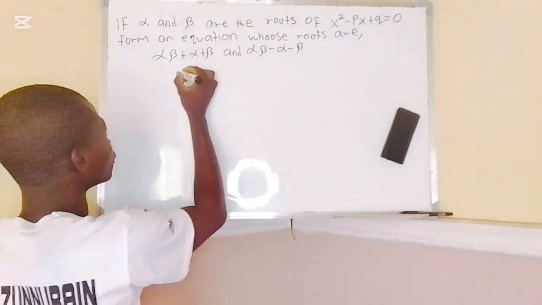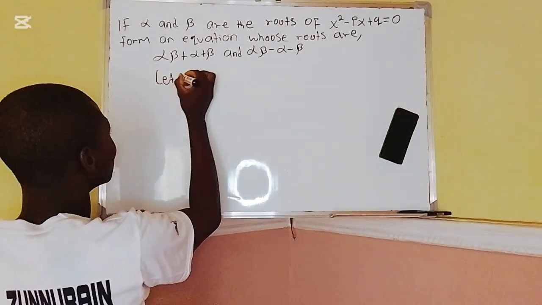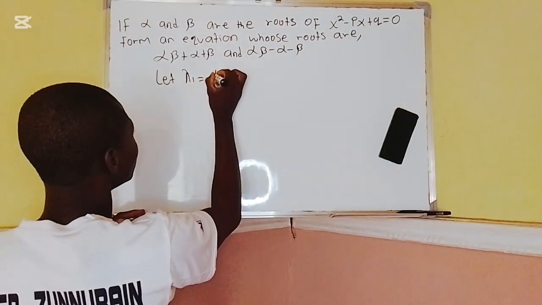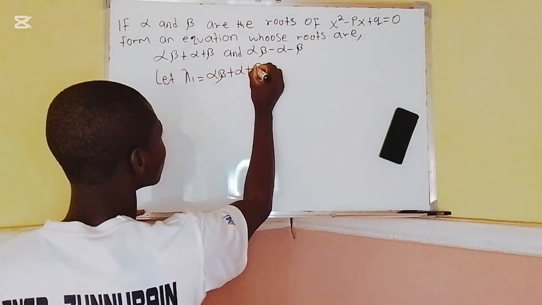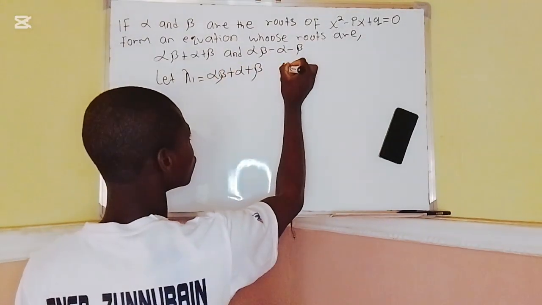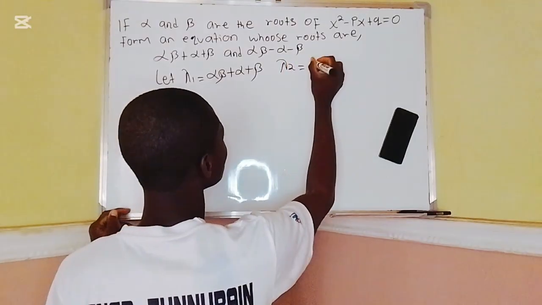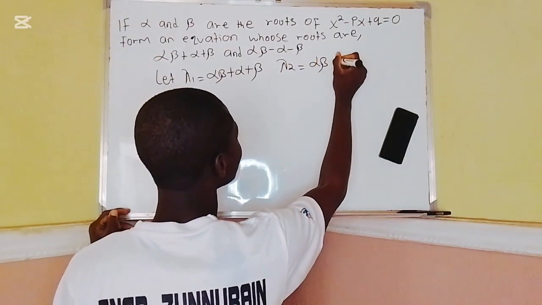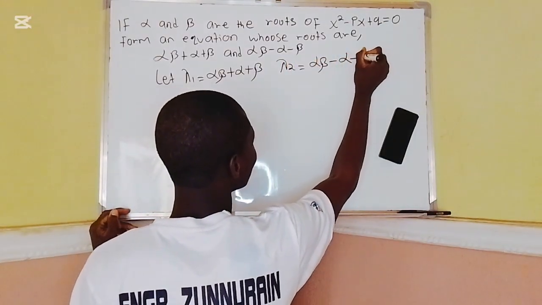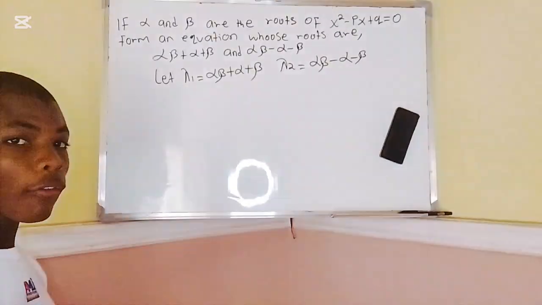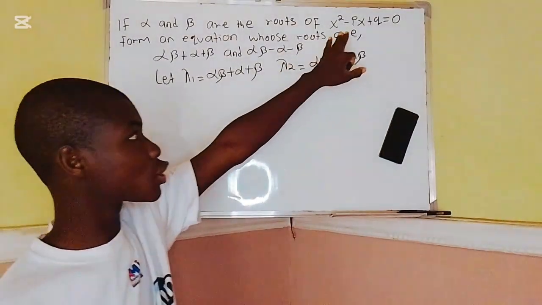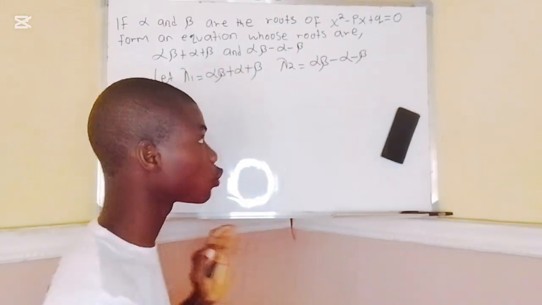Let me show you. Let lambda 1 be equal to alpha beta plus alpha plus beta, and lambda 2 be equal to alpha beta minus alpha minus beta. So if you let it, then find the product and sum of the roots of the equation that you have been given.